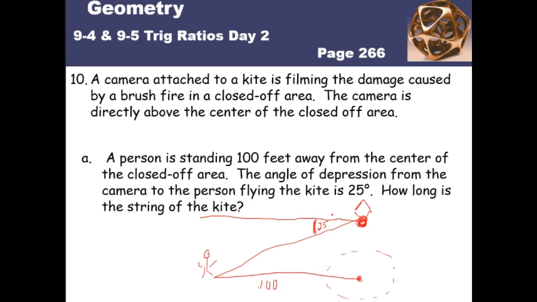The problem is we need to use this triangle right here to find the height. So it turns out that this angle right here, the angle of depression, is equal to the angle of elevation right here. So that's also 25. And we know that this is 100. And what we're asking is how long is the string of that kite. So that's x right there.